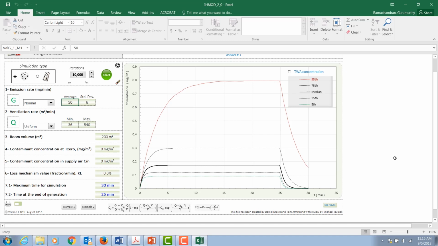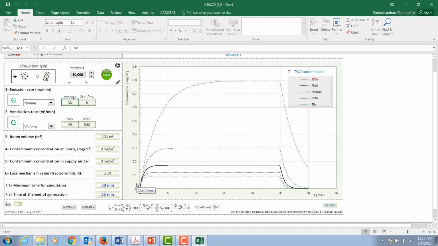And so while the median output is probably most likely, the range of outputs that are possible range from the 95th to the 5th percentiles. Let me repeat that again.